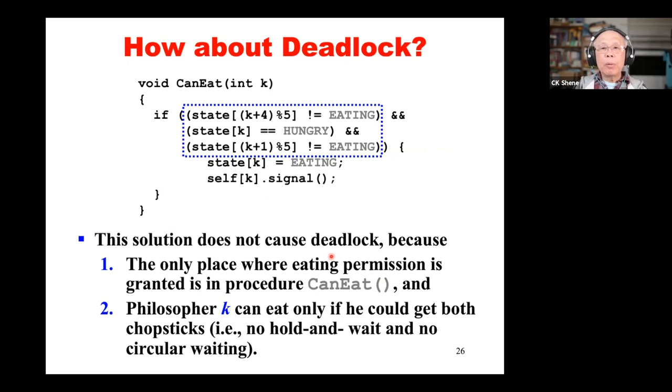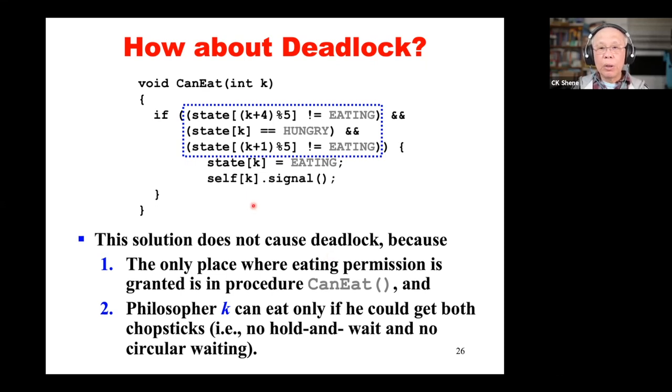When we come up with a solution of the dining philosopher problem, as we mentioned when we studied this problem, the dining philosopher problem was invented to discuss good luck. So now we have a new solution. How about deadlock? Of course, if you study the semaphore unit, you know deadlock cannot happen.